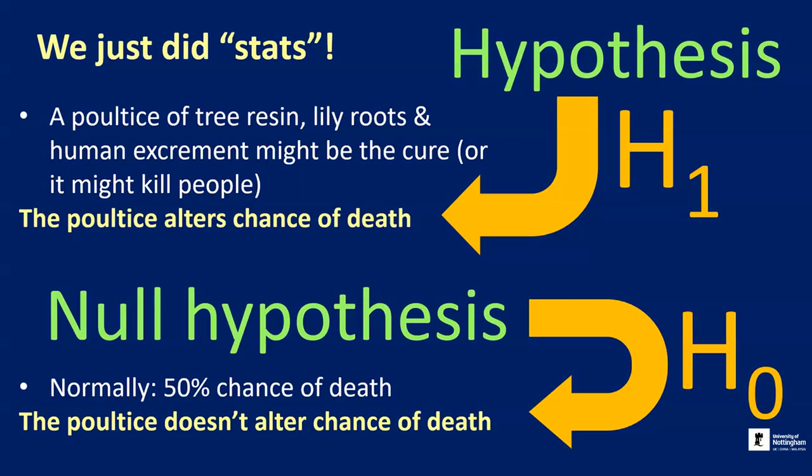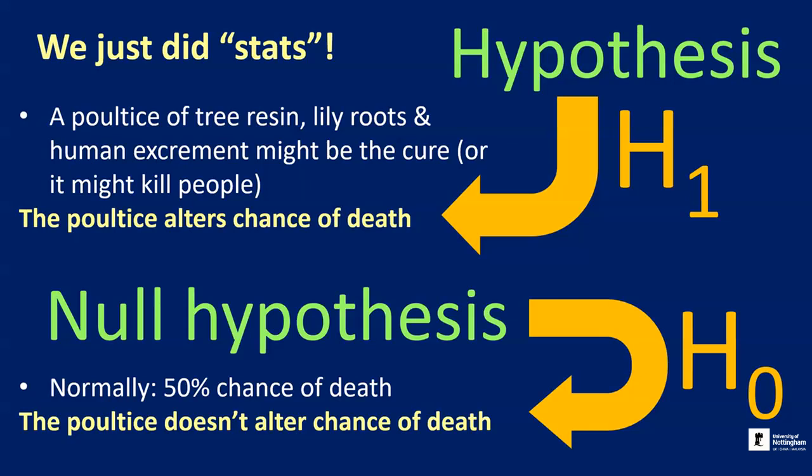So it's the statement, the postulation if you like, about your study system, which says what you think might be happening. And it always comes with a natural kind of pair called the null hypothesis, which is the opposite, which is a statement that says nothing is happening. So in our case, we knew before we started the experiment that in the natural population who've got plague, about 50% of the people will survive and 50% will die. So the null hypothesis was that applying the poultice to patients wouldn't change that probability of death. So the poultice will have no effect on the probability of surviving or dying.